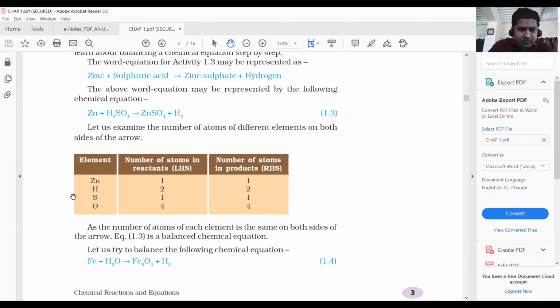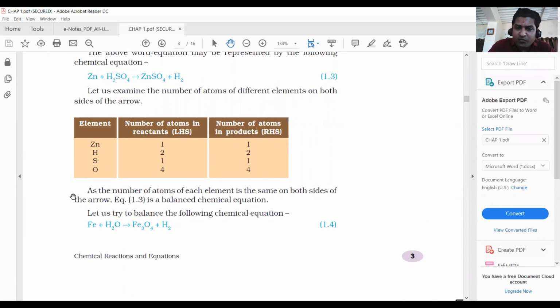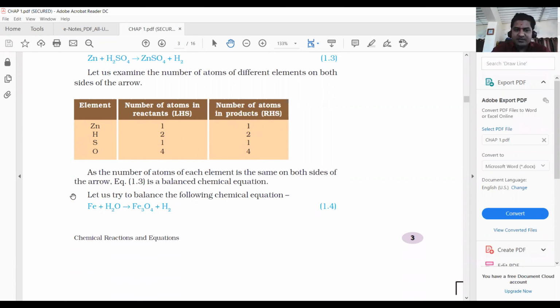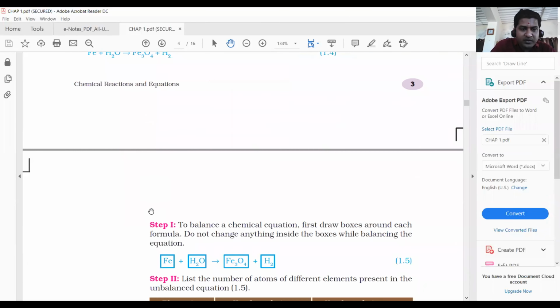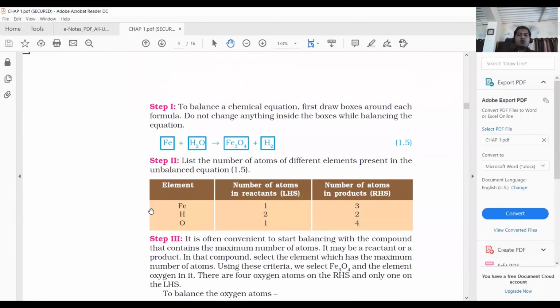Let's also try to balance the following chemical equation: Fe plus H2O gives Fe3O4 plus H2. Look guys, here is Fe1, but here is Fe3, H2, H2O, O4. So the different elements on both sides have different atomic numbers. We can go through it stepwise.